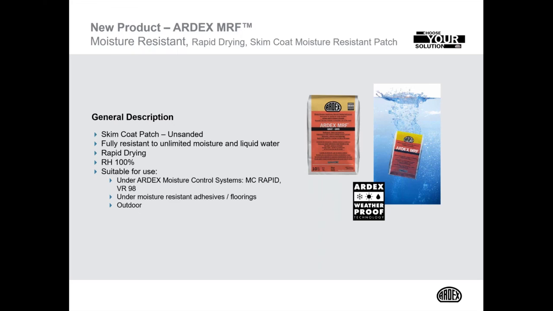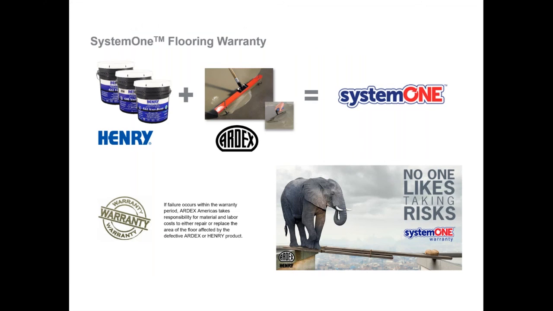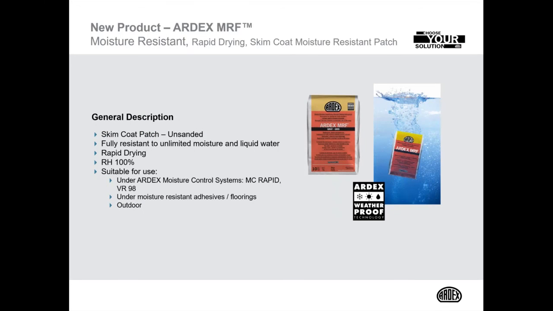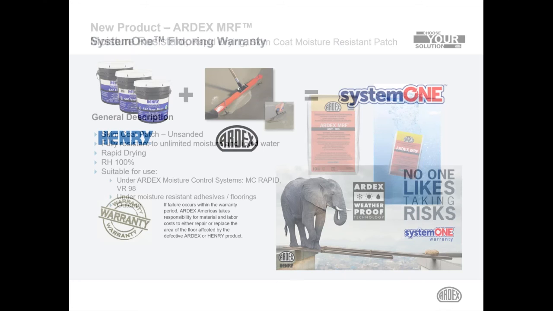MRF is an unsanded skim coat product. It's like the industry standard ARDEX Feather Finish, but formulated to go underneath mitigation systems, underneath the high RH floor coverings. It is the complementary product to K60. So you've got K60 self-leveling at 100%. You've got MRF at 100%. To put this into perspective, you could use MRF outside. It could be indefinitely damp in an exterior application with no adverse effect. It is unsanded, easy to trowel out for a true skim coat material, and for those high RH floor coverings and adhesives.